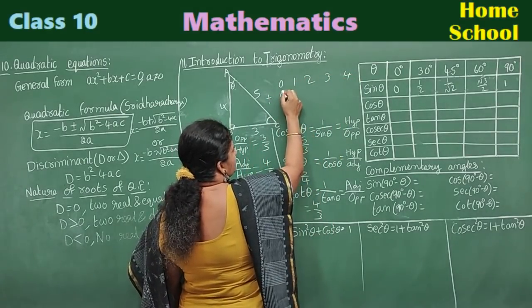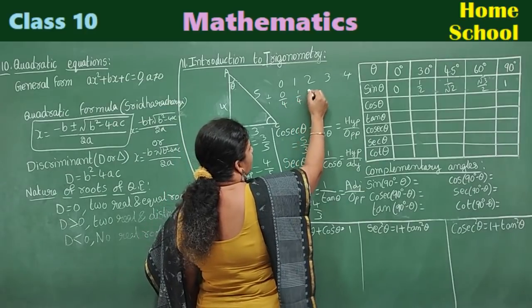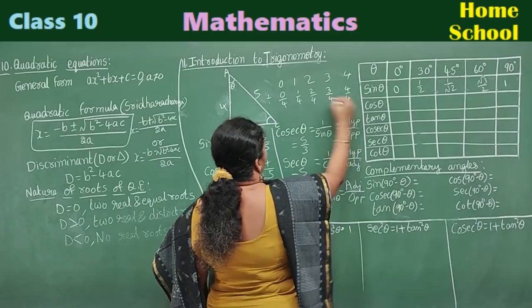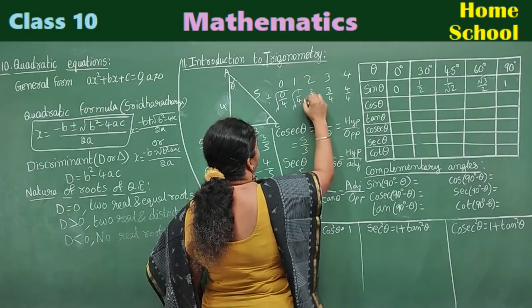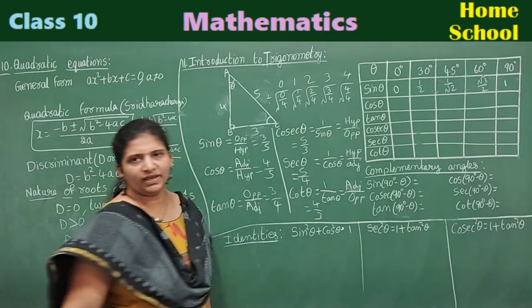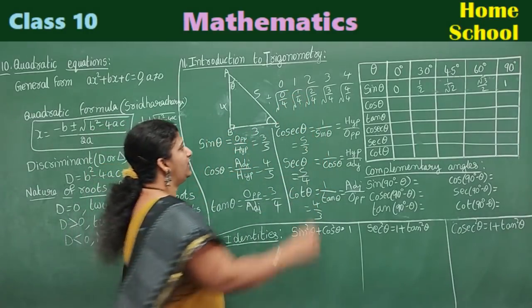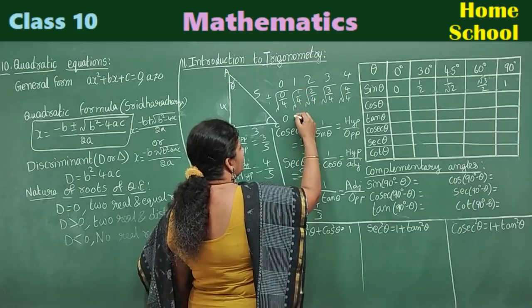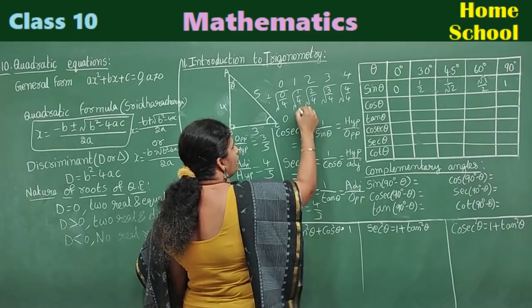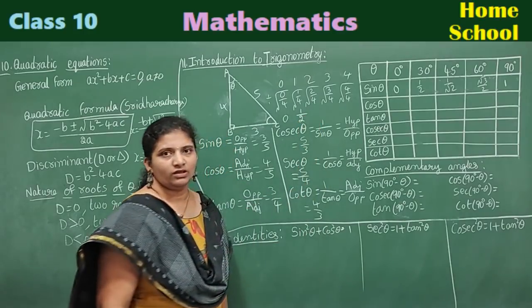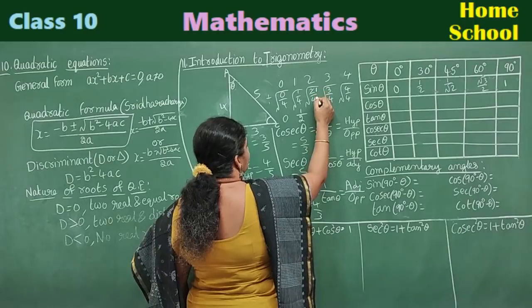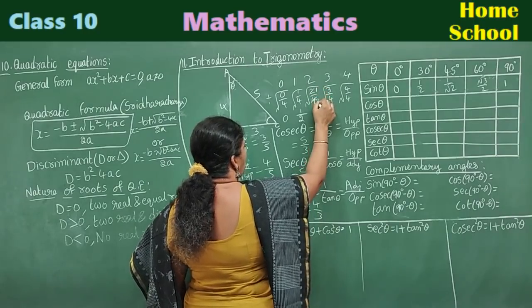Divide by 4: 0 by 4, 1 by 4, 2 by 4, 3 by 4, 4 by 4, and square root of it, what will it be? 0 by 4 will be 0. Square root of 0 will be 0. And root 1 by 4: split the root. Root 1 is 1, root 4 value is 2. Okay, and next this one. Root 2 by 4, I can cancel here, 2 ones, 2 twos, 1 by 2.